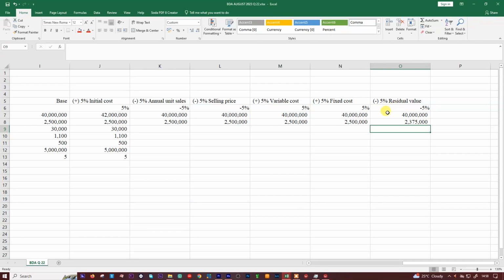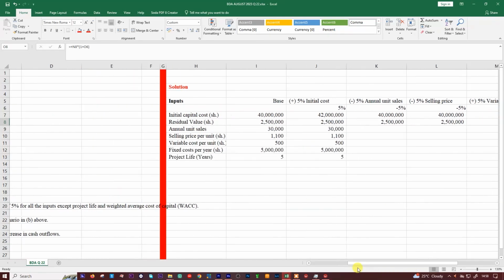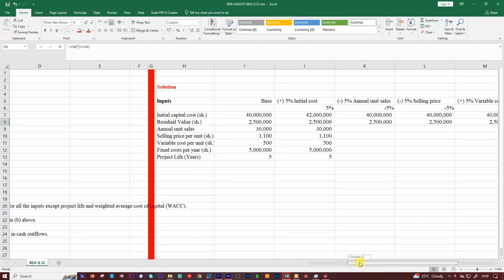The residual value represents an inflow of money when you sell the asset. So we are saying that at this point over here, a 5% decrease in residual value will cause it to be over there. That. So that's what we have.